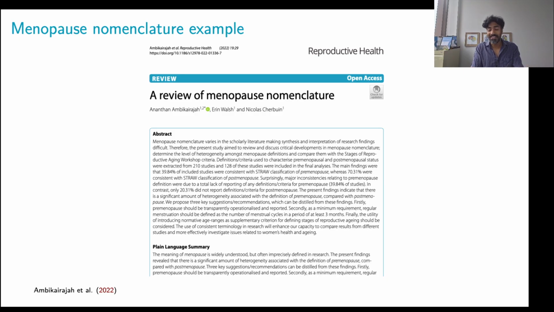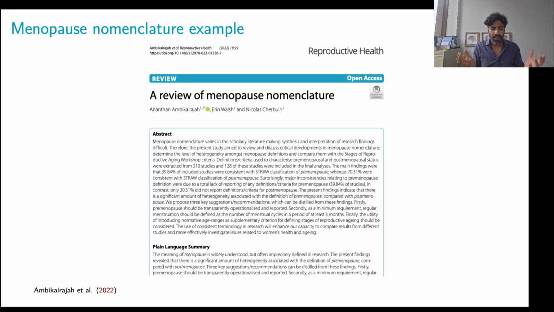And what I found was actually there were major inconsistencies relating to premenopausal definition, which could have been a lack of reporting. People just assumed people understood what premenopause meant, and so they didn't even define it within the paper. And it could have been that different people use different age brackets or age ranges to define premenopause. Similarly for postmenopause, there were some inconsistencies there. And so really, the key finding revealed that there's a significant amount of heterogeneity, so differences in ways people define premenopause compared with postmenopause. And so I produced some recommendations and suggestions for this, including the fact that premenopause should be transparently operationalized, and provided suggestions for how this could occur.